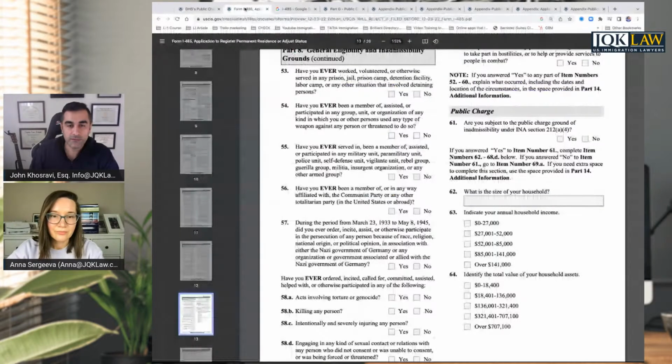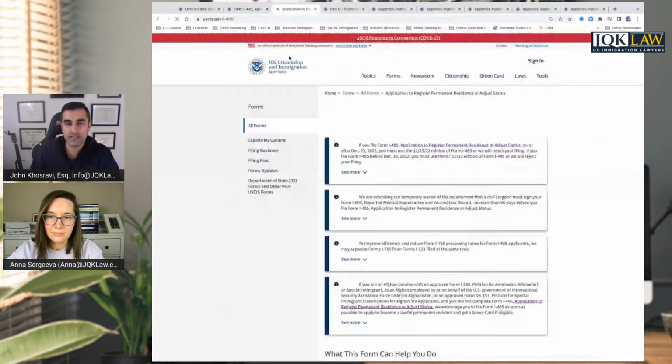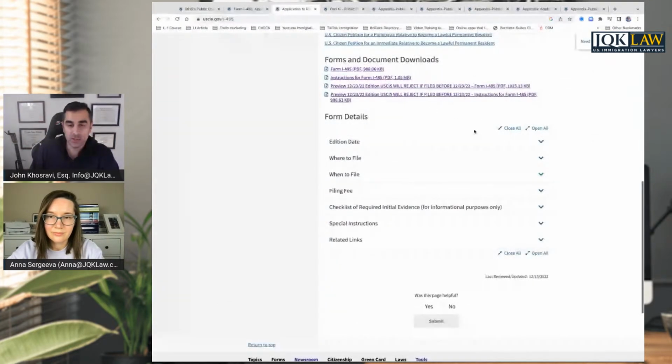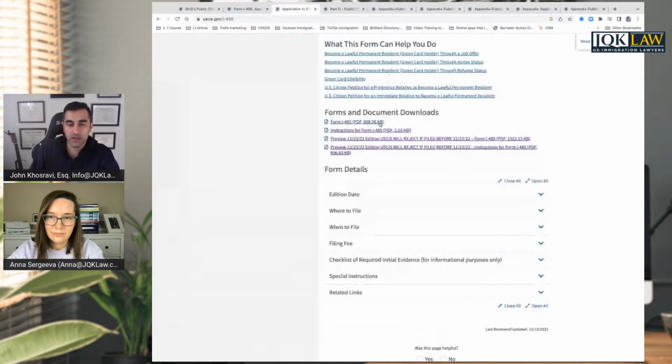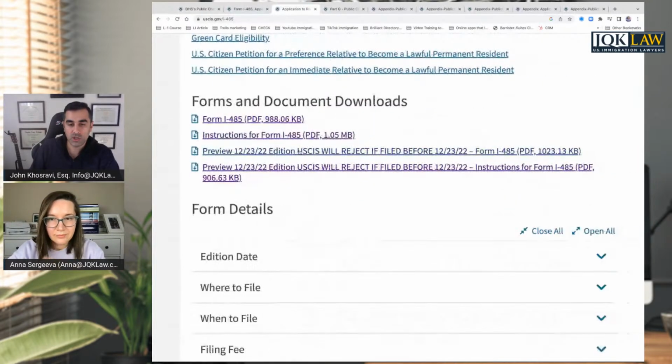Sure, and to find the form itself, you can always go to Google and type I-485. The first link usually takes you to the USCIS page, and you see the current form is here, and then they have a preview of the upcoming form, so you can check it out. It's there. We'll be going through it so you can see it.